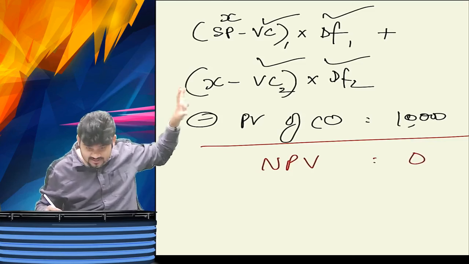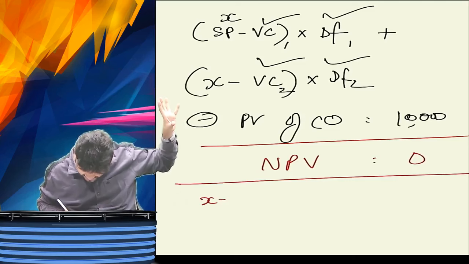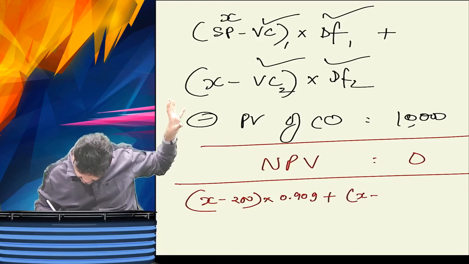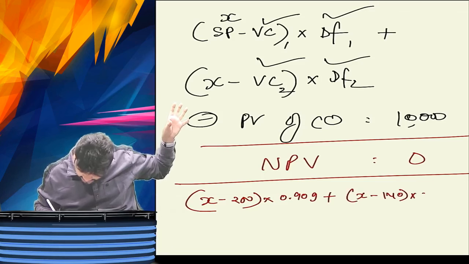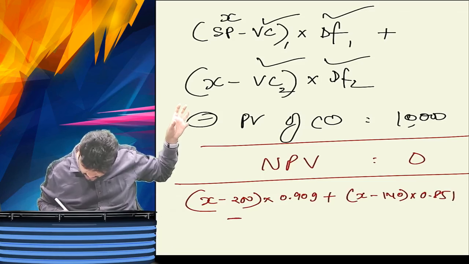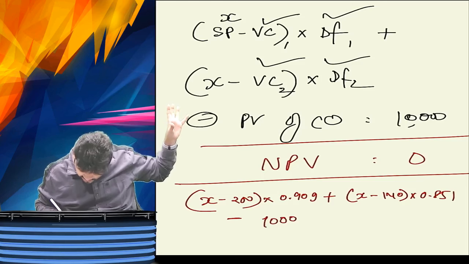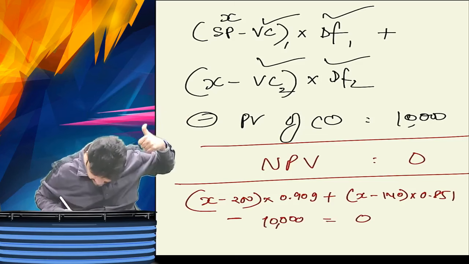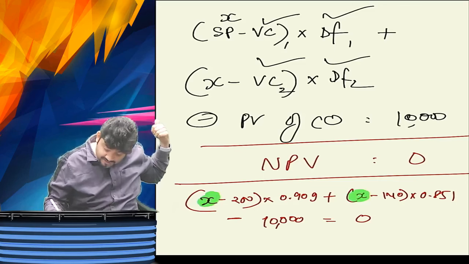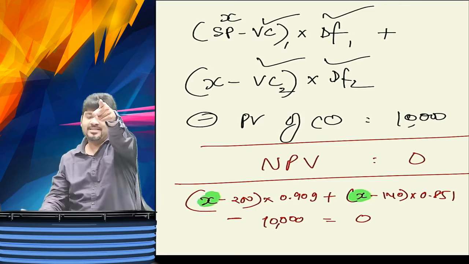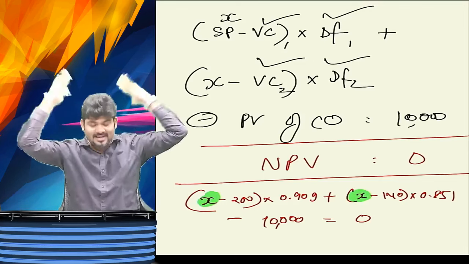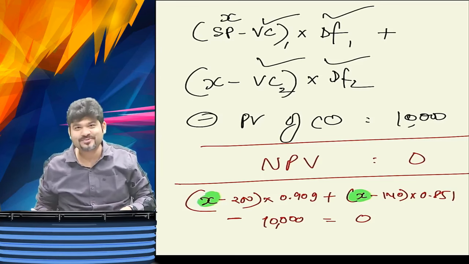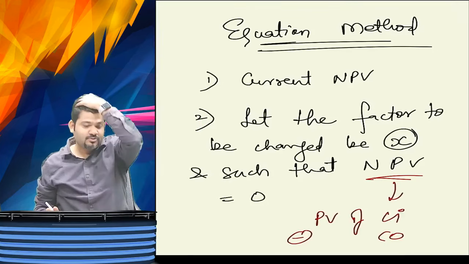So X minus, say, variable cost is 200 into, say, discounting factor 0.909, plus, say, X minus variable cost, say 140, into 0.851. This is present value of cash inflow, minus present value of cash outflow, say 10,000. All of this is equal to zero. In an equation, if there is only one balancing figure, we will be able to calculate that variable. Yes or no, everybody? Definitely yes, sir. And that's what the answer is in front of you. Got it, guys? Are you clear, everybody? So this is your equation method.